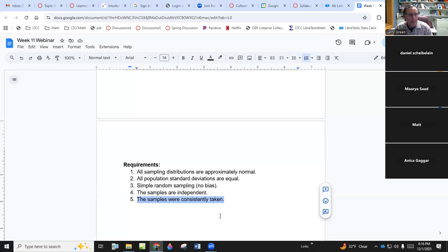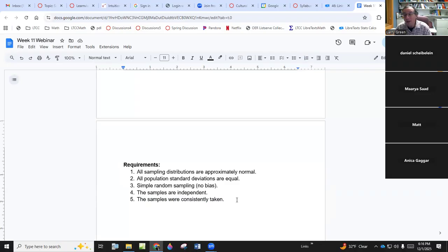Okay. So it's a lot of requirements. I can't get into all the details, but just the ideas. Any questions on the requirements for ANOVA? Any questions?